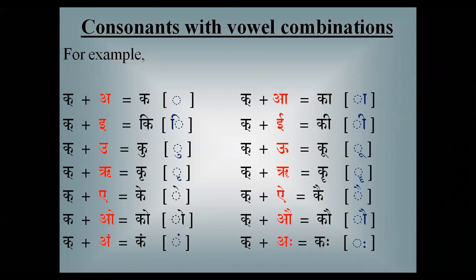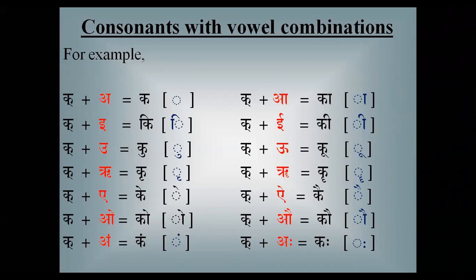Then the conjunct vowel e is added. It becomes ke. The resultant will have the vowel sign and vowel sound. And the next one, kai. When ai is added, it becomes kai. When o is added, it becomes ko. When au is added, it becomes kau. Okay, so ke, kai, ko, kau.